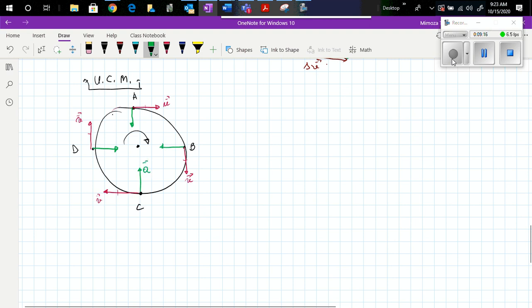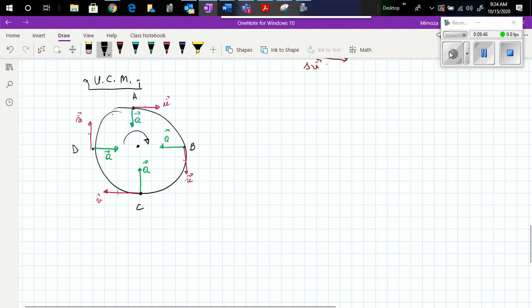So this is acceleration, acceleration, acceleration, and acceleration. Okay. Now a question for you: is the acceleration changing as the object is moving from A to B to C and D?